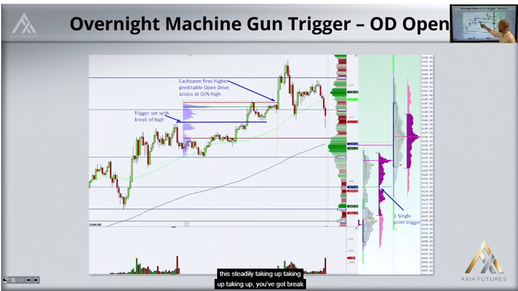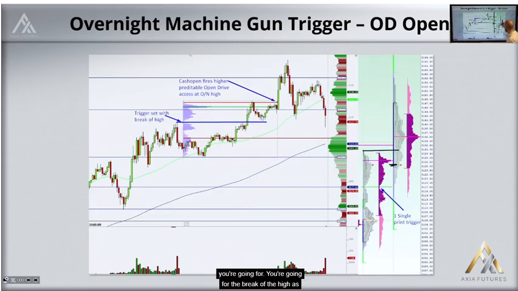You're watching this steadily ticking up, ticking up, ticking up. You've got break of high, break of previous high. It holds it, keeps that single print in place. That's what you're after now. You're waiting for the open. And because you open just below VPOC, this is the cash session open, split profile. Open just below VPOC, that's then the place that you're going for.